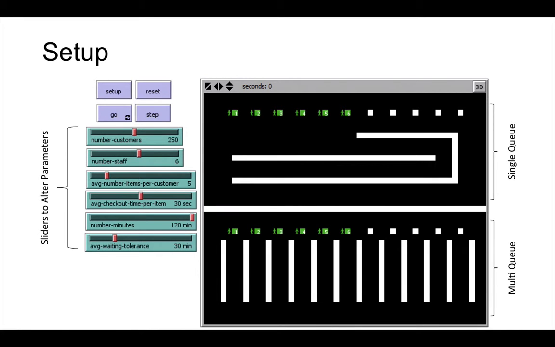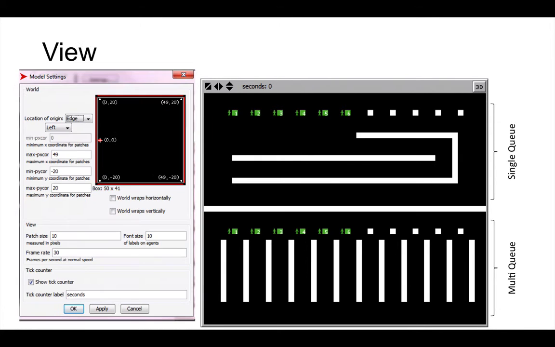This is the interface. The setup provides a visual for both queues and allows the user to alter the parameters of the simulation. If the number of customers is set to 250, then 250 customers will enter both the single queue and the multi-queue. During the setup, the customers are first made for the single queue and then duplicated for the multi-queue so that all of the parameters are the same and the only difference in the analysis is the type of queue. The view is set up so that the divider line is where the y-coordinate is 0.